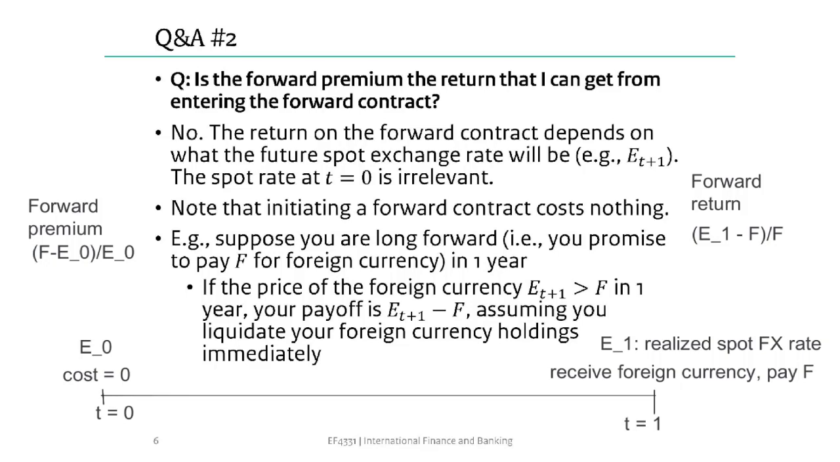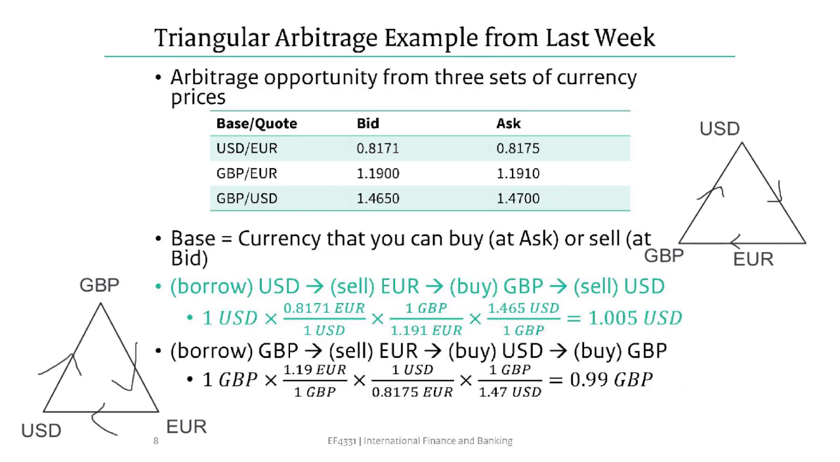All right, so I'm going to review the triangular arbitrage part of last week's summary slides. I brought it up here again, so maybe I'll just talk about this again. This is the same slide from 2 weeks ago. Let me just summarize what's going on here. You have three currencies: US dollars, euros, and British pounds.